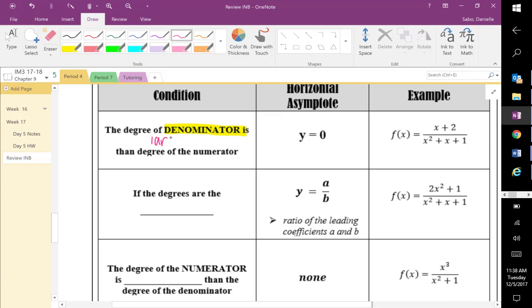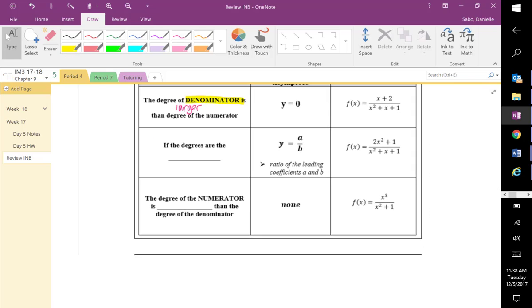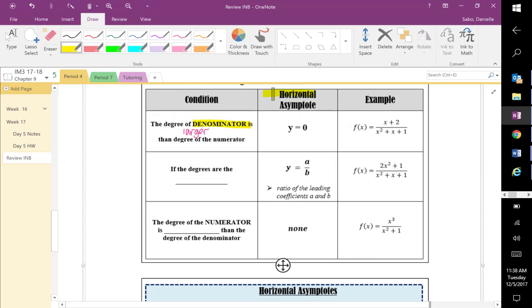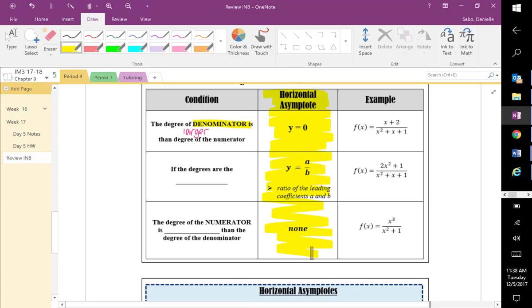Larger. Okay, let's put larger. Then the degree of the numerator, then automatically you have an asymptote at y equals 0. And here's what I'm going to do. This is probably the most important part here, is this piece, because that's what I'm going to be asking you for. Tell me what the horizontal asymptote is.